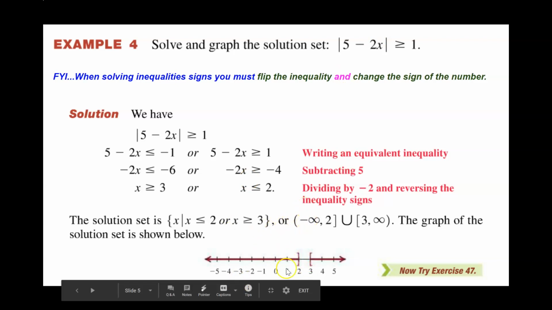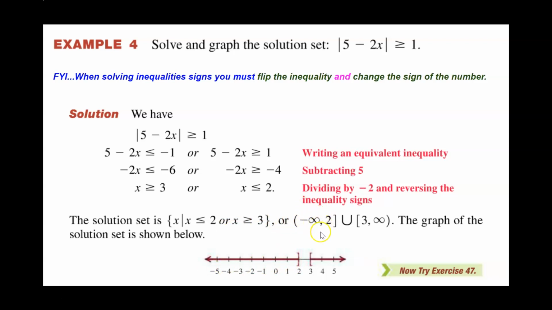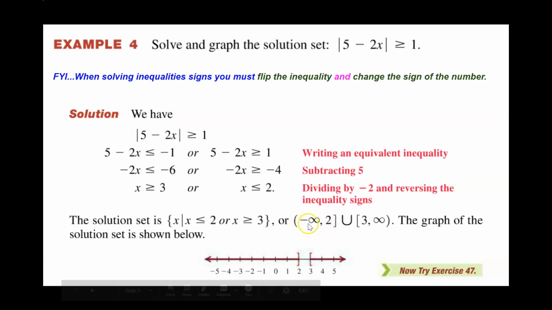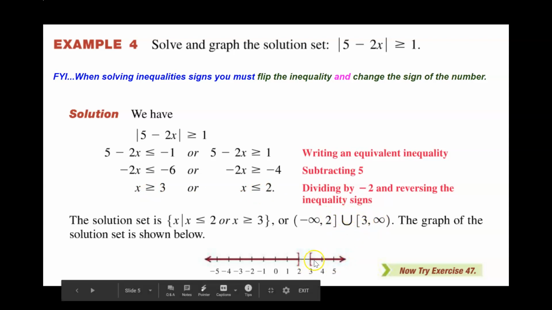So we have it's going to negative infinity, comma, 2. So this one gets a parentheses because infinities always get parentheses. Because it's an equal to symbol for both, I'm going to put brackets around it. Put a union symbol here, and it goes from 3 to positive infinity. So this goes from 3 to positive infinity all over here.